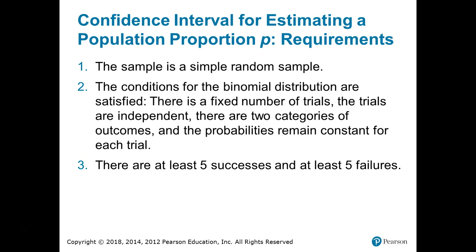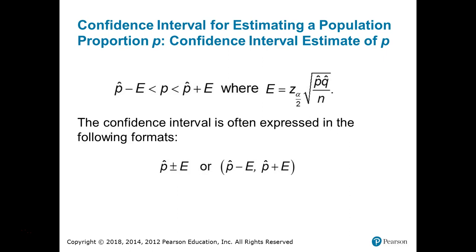We're not interested in people who say, well, I'm a casual smoker, or sometimes I smoke, but I wouldn't call myself a smoker. No, it's yes or no. It is binary. And the probabilities remain constant for each trial. And we really would need at least 5 successes and at least 5 failures. That'll give us a good indication that our data has enough of a sample size to have a somewhat reliable conclusion.